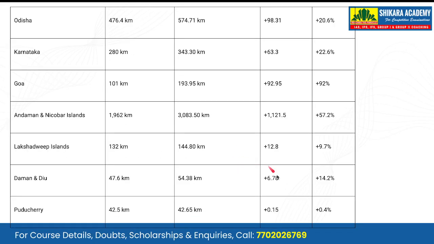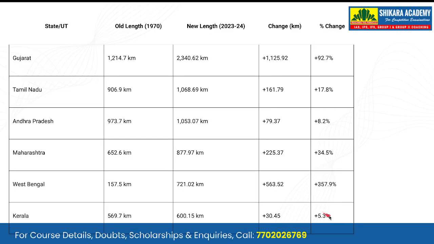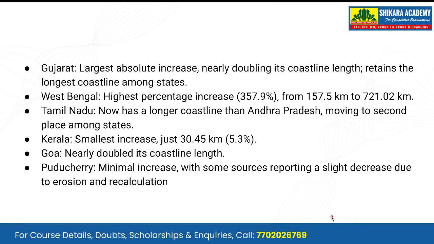But if you take in terms of islands or union territories for that matter, Puducherry, islands plus Puducherry. But if you take in terms of states, Kerala has the least. See, these types of questions can also be asked. Goa nearly doubled its coastline. Puducherry minimal increase, with some sources reporting a slight decrease due to erosion and recalculation. Yes, there is erosion happening in Puducherry because of the coastal erosion. Because of the coastal erosion, the majority of the area has been lost. So when we have done recalculation again, a very small change has been seen.